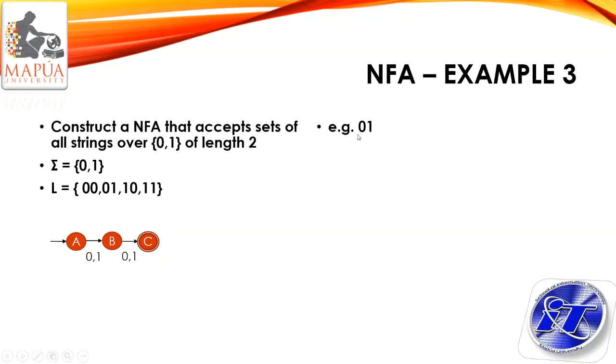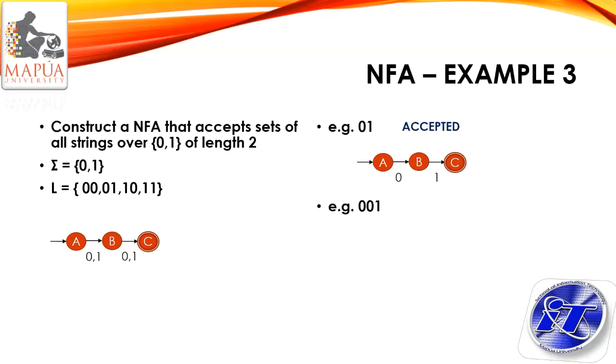For example, we have the string 0 1. 0 will be accepted by A, and we have a path for 0, so it will go to B. And we have 1, there is a path for 1 from B, so it will go to C. Since we traverse the whole string and end with C, therefore 0 1 is accepted.